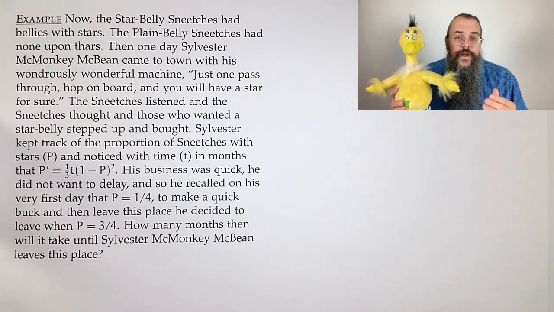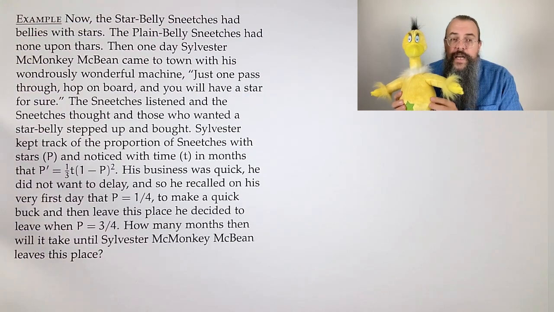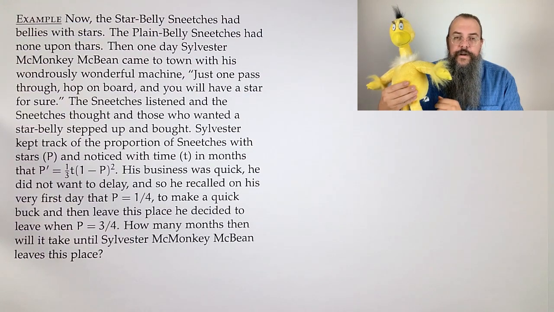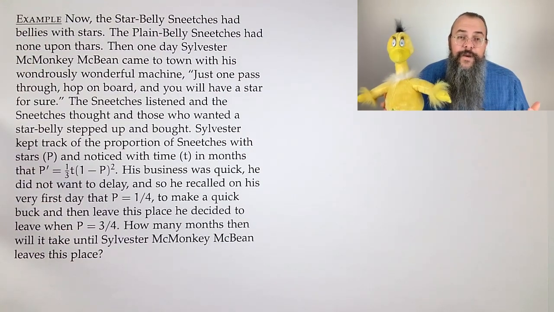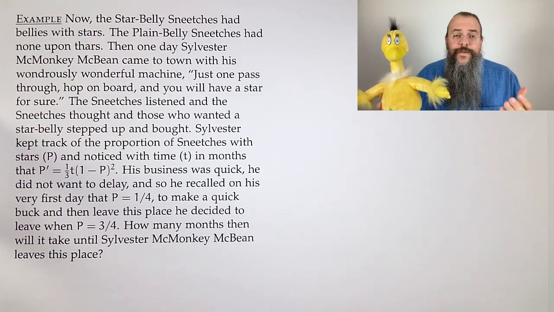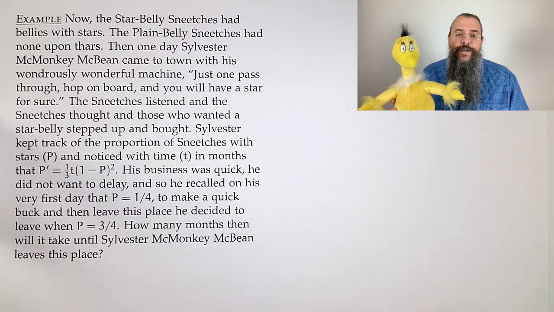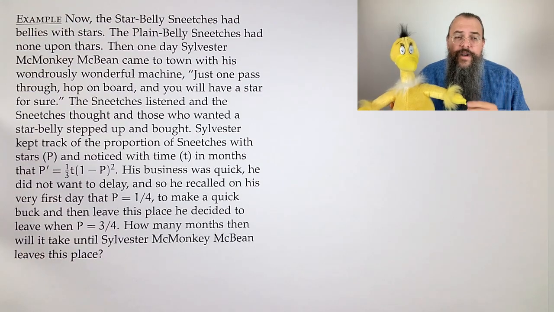Well, it goes like this. Now, the star-belly Sneetches had bellies with stars. See, there's a belly there. The plain-belly Sneetches had none upon theirs. No stars there on those bellies. Then one day, Sylvester McMonkey McBean came to town with his wonderfully wonderful machine. Just one pass through, hop on board, and you will have a star for sure. The Sneetches listened, and the Sneetches thought, and those who wanted a star belly stepped up and bought.